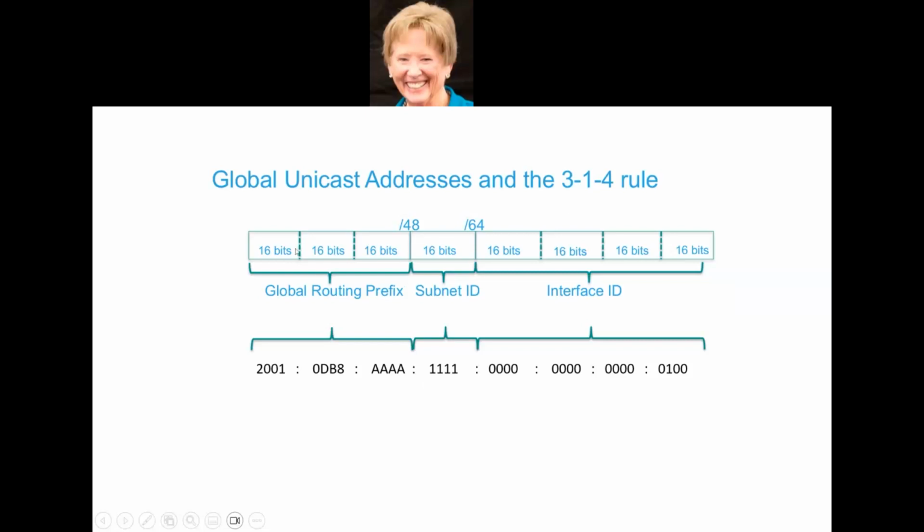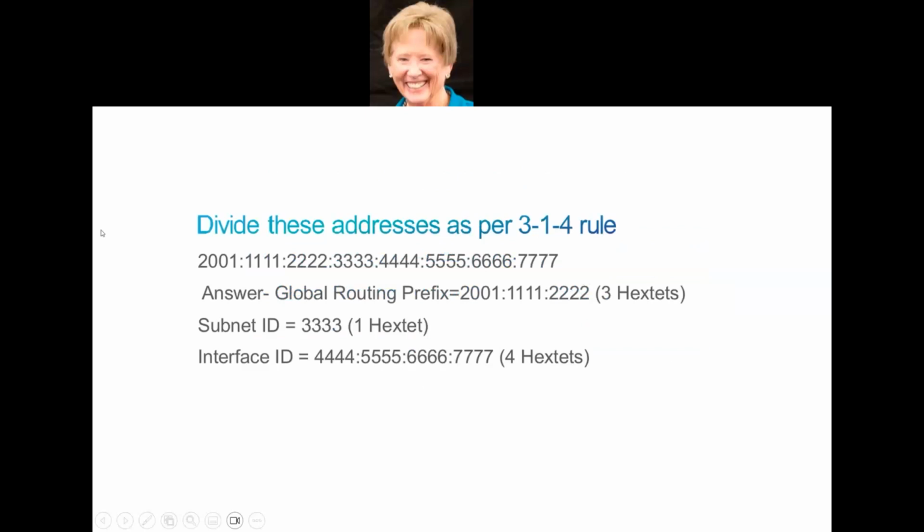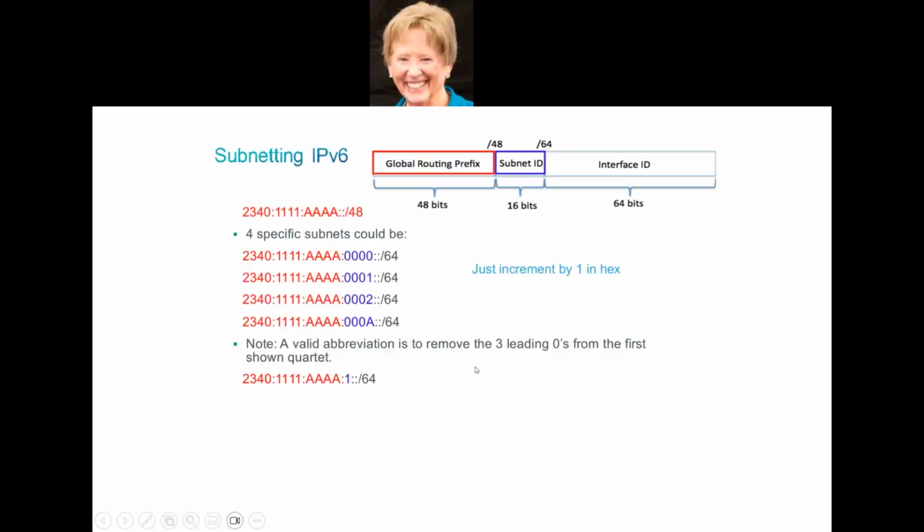But right now, the 314 rule: first three hextets are the global routing prefix. The fourth hextet is a subnet ID, and then everything else is the interface ID. So here's an example. The global routing prefix, notice I didn't give you a prefix length, we're assuming 64. The global routing prefix is the first three hextets. The subnet ID is 3333, and the interface ID is the rest.